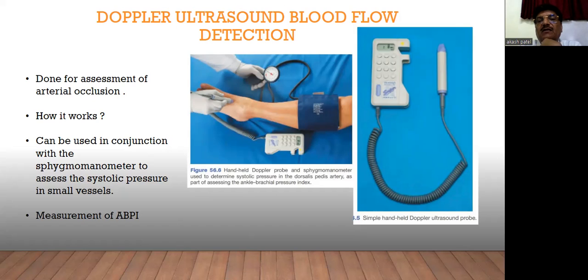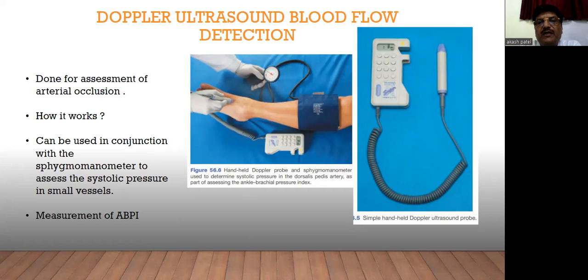But if it's not palpable, particularly in chronic ischemic cases, then you have to assess how much is the blood pressure in that limb. So you put the detector onto the pulse and tie a blood pressure cuff on top. Then you take a blood pressure like you take in the arm: you raise the pressure in the sphygmomanometer and wait for disappearance of the signal. Once the signal disappears, you note the pressure at that point, then release the pressure and note the reading again, and that is the blood pressure in that particular limb.